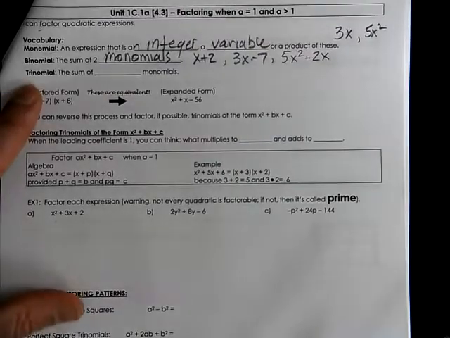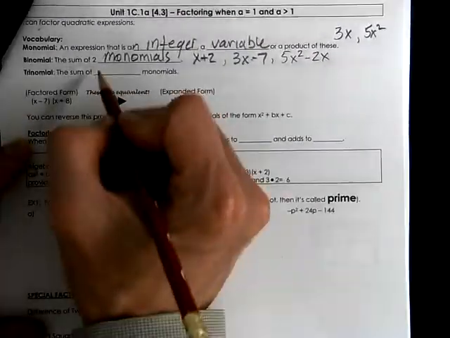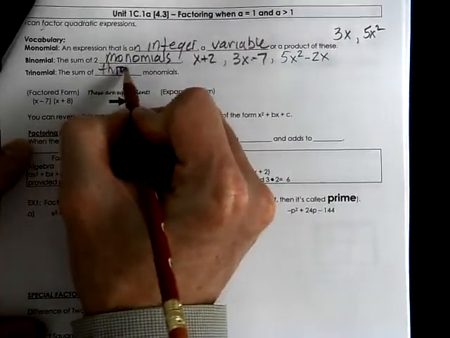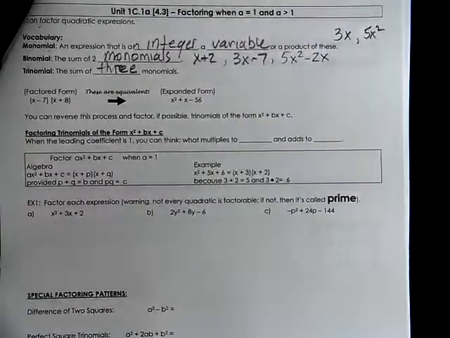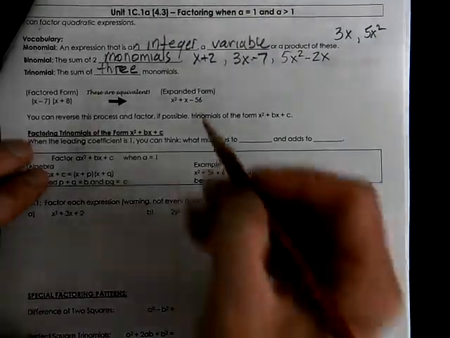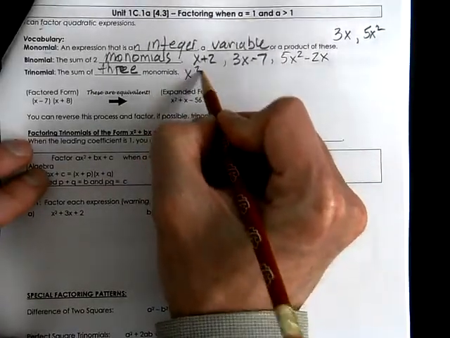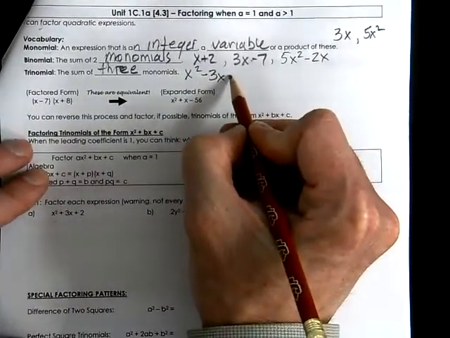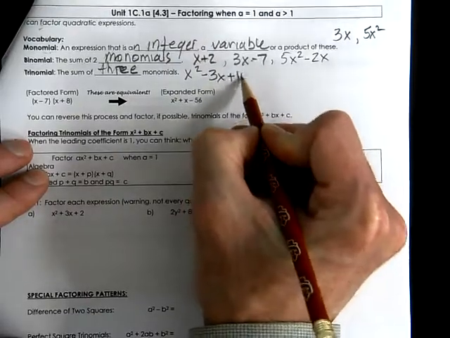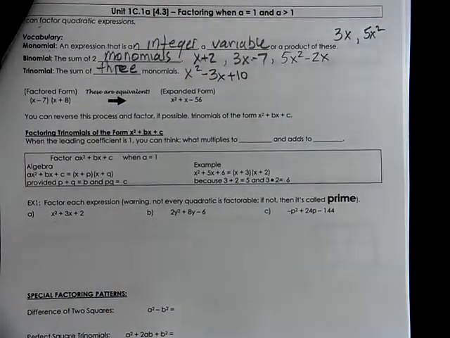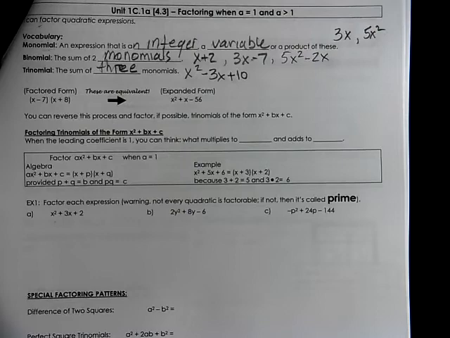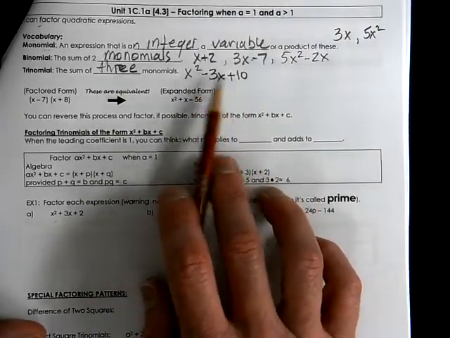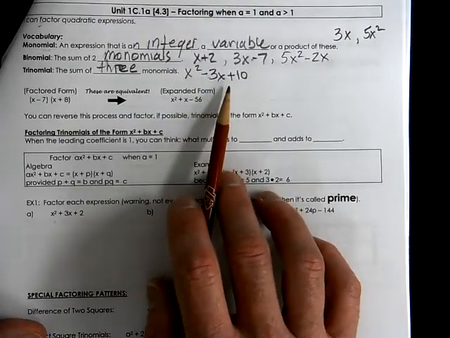Then you have a trinomial. A trinomial is the sum of three monomials. So often we would look at that as x squared minus 3x plus 10. That would be a trinomial. That's made up of three pieces, all added or subtracted in between each other.